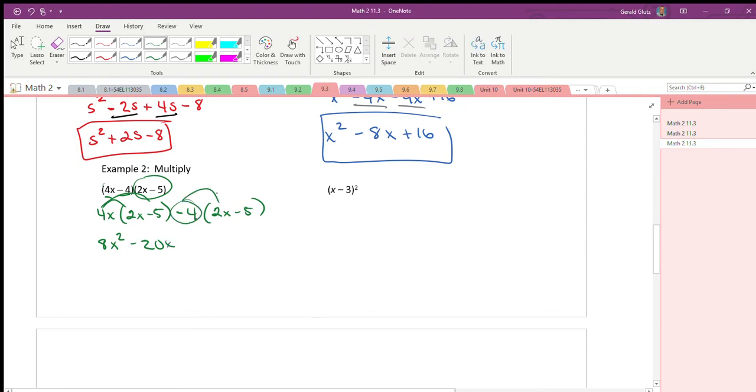Now I'm going to distribute the negative 4. So negative 4 times 2x would be negative 8x. Negative 4 times negative 5 would be plus 20. So here are our like terms. Notice, and this is going to pretty much always happen when you do the distributive property, our like terms are always in the two terms in the middle. The first and last terms are not going to be affected when we combine like terms. So 8x squared, negative 20x minus 8x would be negative 28x, and then plus 20.